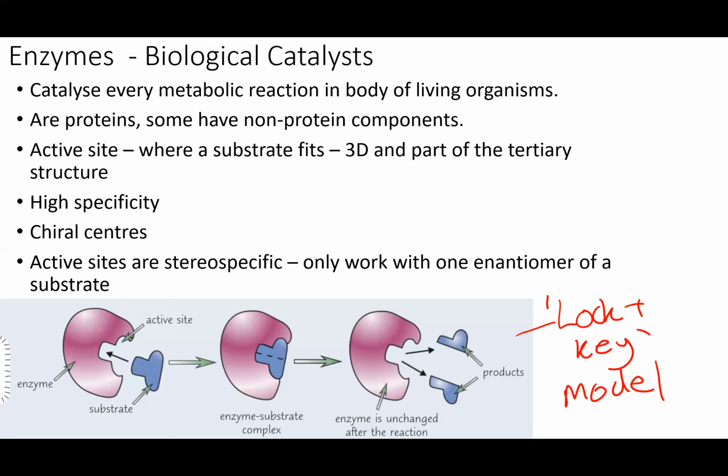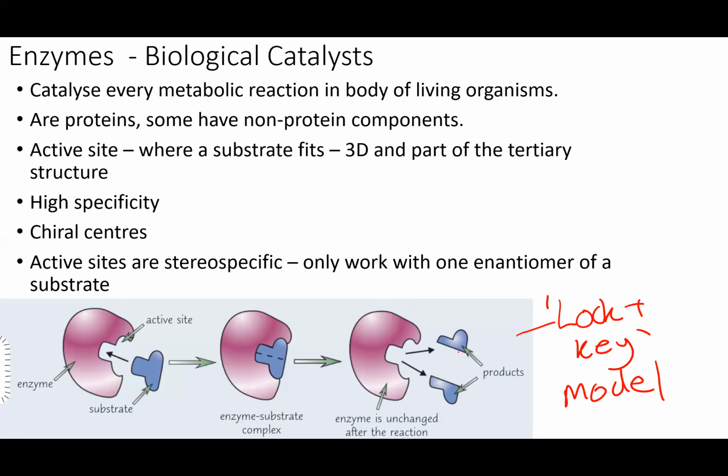So we've got a specific substrate that fits the active site. They join together to form an enzyme-substrate complex, and then the products are produced. In this instance, the substrate is going to be split. The enzyme is unchanged after the reaction and can be reused, and we've formed our products. It can also be that you have substrates going in and they bond together as well. It can work either way. The idea it's called lock and key is because the substrate fits into the enzyme the same way a key fits into a lock.